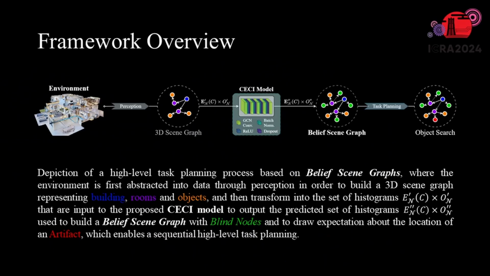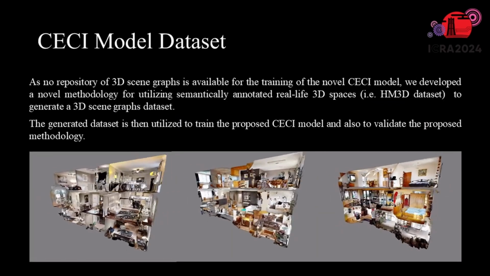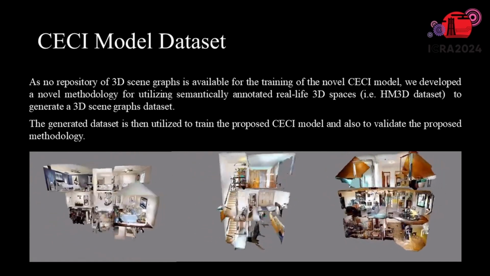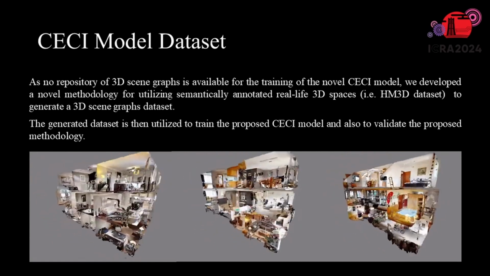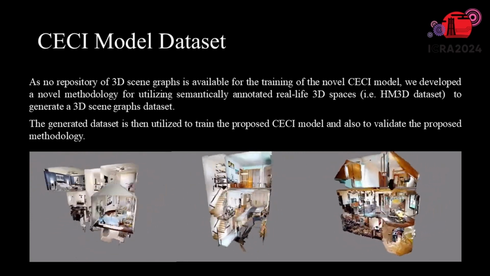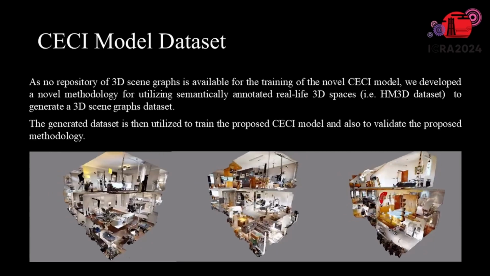This enables high-level task planning, based on belief scene graphs, where the set of histograms E' times O' are input to the proposed CC model to output the predicted set of histograms E" times O'. As no repository of 3D scene graphs is available for the training of the novel CC model, we developed a novel methodology for utilizing semantically annotated real-life 3D spaces to generate a 3D scene graphs dataset.